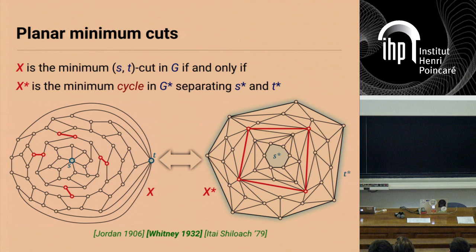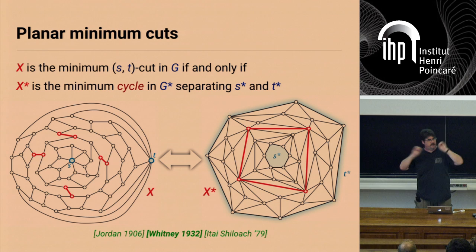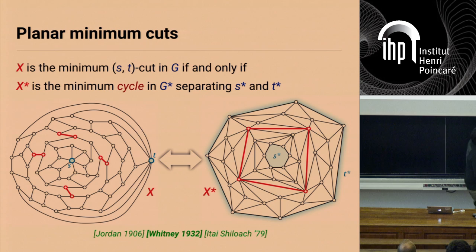In particular, if we're looking for the minimum cost collection of edges that separate S from T, then in the dual, we're looking for the minimum cost collection of edges that separate S star from T star. And if over in the dual graph we think of that cost as length, and instead of saying separating S star and T star, we just delete S star and T star from the sphere, then what we have is a graph drawn on the annulus, and what we're looking for is the shortest cycle that winds once around the annulus. In other words, we're looking for the shortest topologically non-trivial cycle in the annulus.